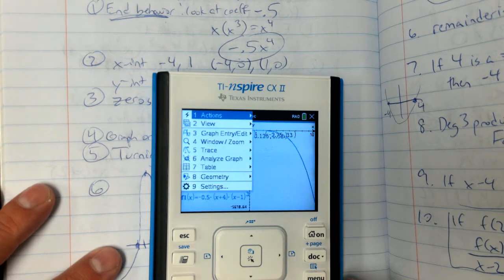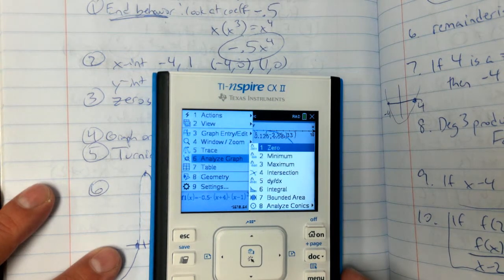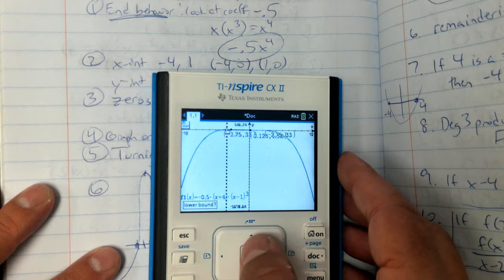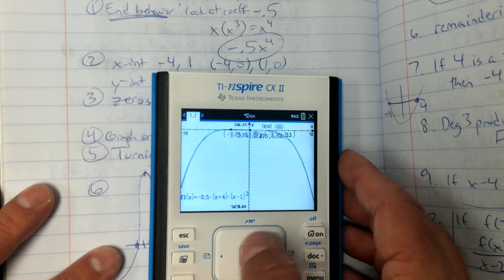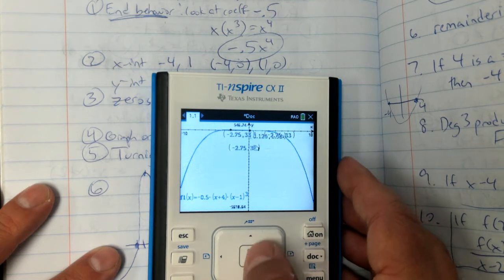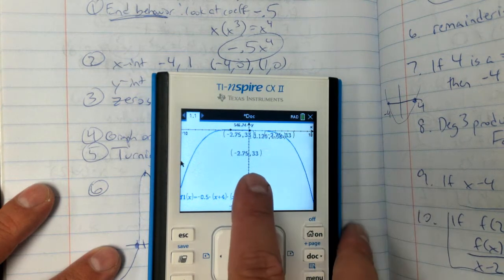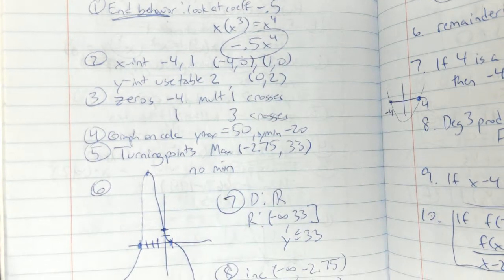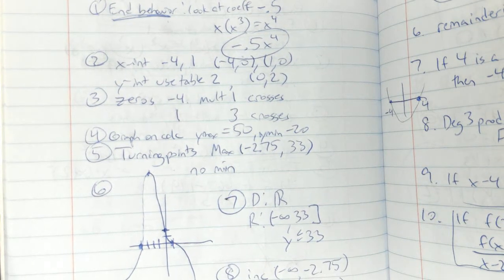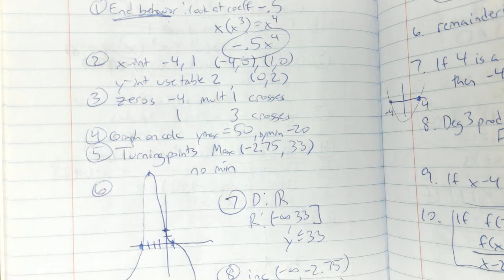And now you go to Analyze Graph and then go to Maximum. And between here and here gives me my maximum. And it's negative 2.75, comma 33. Negative 2.75, comma 33. And there was no minimum on this one.